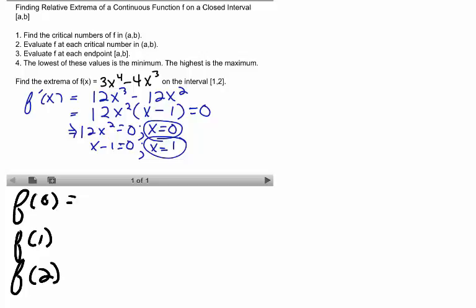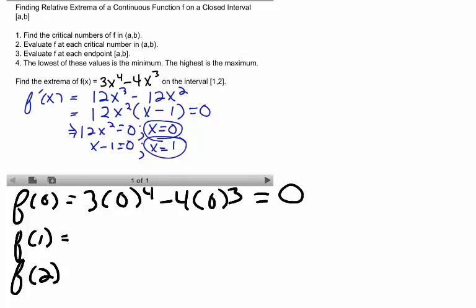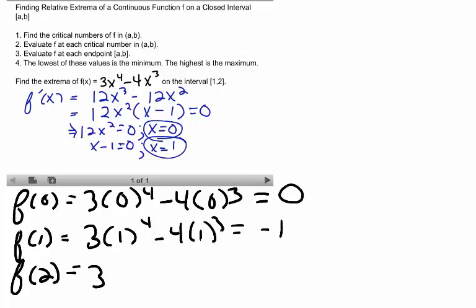At f of 0, we have 3 times 0 to the fourth minus 4 times 0 cubed, which is 0. For f of 1, we have 3 times 1 to the fourth minus 4 times 1 cubed. That gives us negative 1. And for f of 2, we have 3 times 16 minus 4 times 8. And that gives us 16.